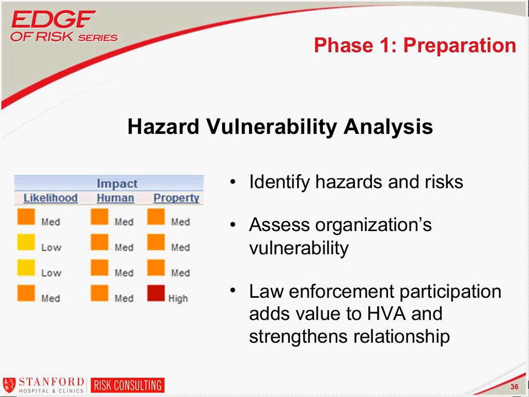In addition, consider having law enforcement participate in annual hazard vulnerability analysis to help identify your hazards and risks applicable to an active shooter. For those unfamiliar with the term, a hazard vulnerability analysis, or HVA for short, is a common annual process which many hospitals use for evaluating potential risks to the organization.